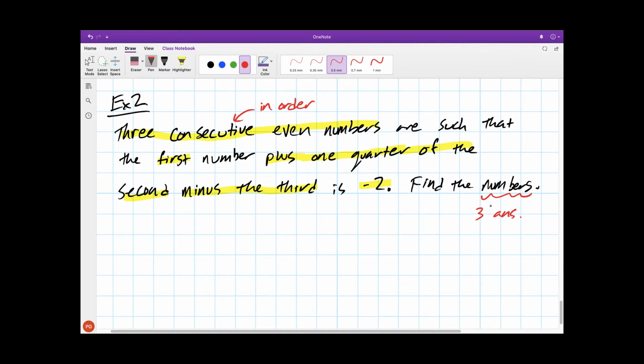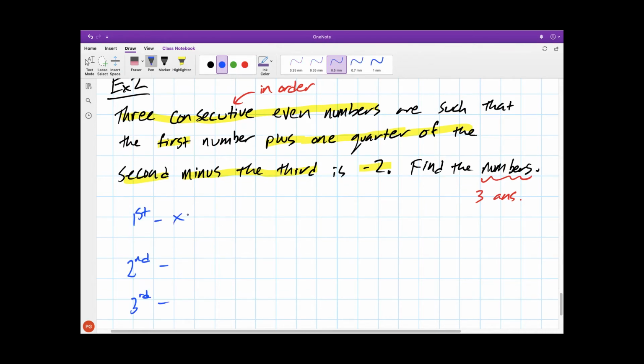So in this case, we've got 3 consecutive numbers. We're going to get 3 answers. Let's see if we can define some variables. If we call our first number x, the next even number is going to be this number, but plus 2. 8 to 10 is adding 2. For our third one, it's the same idea. We add another 2, or we can say we're adding 4 from our first one.